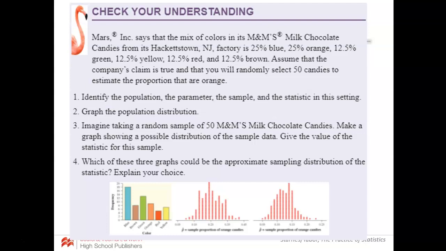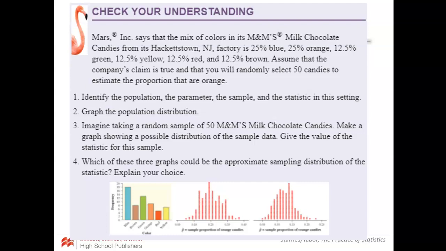But what we have here is, oh, candy company, my favorite. We got M&M's milk chocolate candies from Hackettstown, New Jersey. They say the mix of M&Ms is 25% blue, 25% orange, 12.5% green, 12.5% yellow, and so on for red and brown. Wow, I didn't know that. And I think that's a true claim, actually. I feel a simulation coming on in our class, guys. I know it's COVID time, but I feel like we all could have a bag of M&Ms in our hands and we'd be just fine.